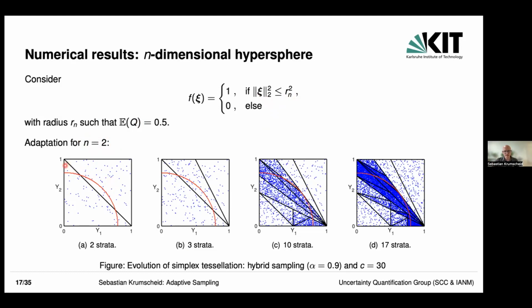So we're using simplices. So that's kind of the iteration, how the process goes for a certain hybrid allocation rule and a certain constant C, right? So somehow, as you would expect, we have no idea where the discontinuity is, but the procedure is refining our domain, meaning we're putting more strata in regions where we are actually seeing some jump discontinuity, some jump.